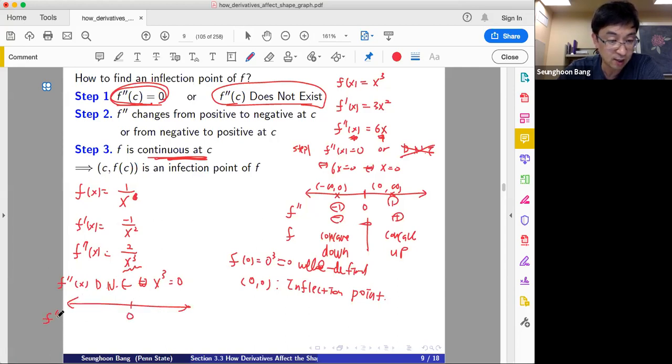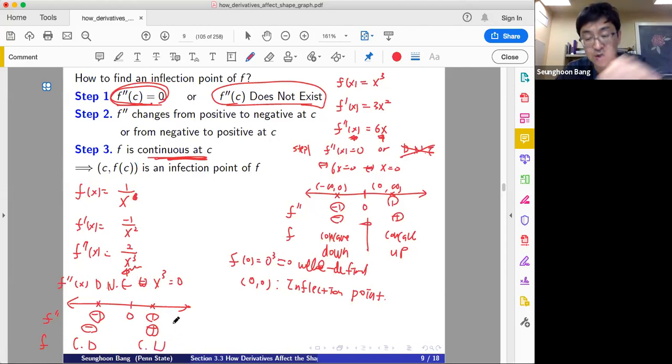You can check the second derivative. You choose minus 1 here: the second derivative is negative. You choose 1 and plug in here: 2 over 1 is positive. What does it mean? The graph of f is concave down, then concave up. Concavity changes. So my question is, do we have an inflection point of this graph? Yes or no?